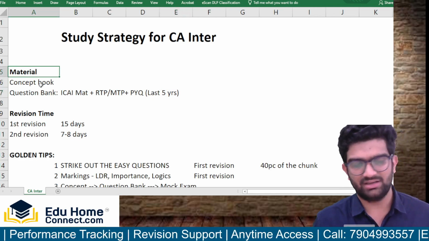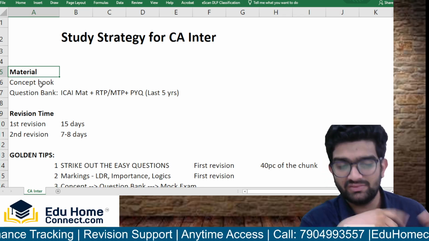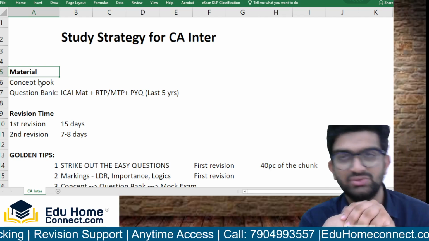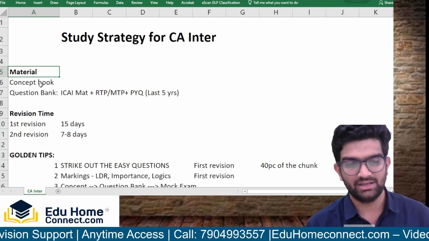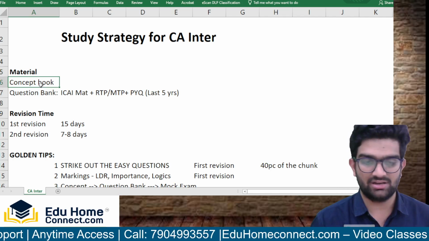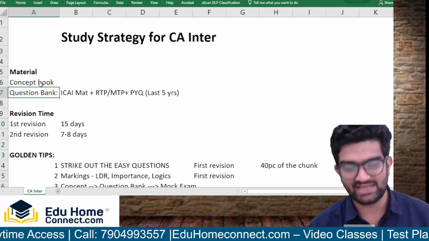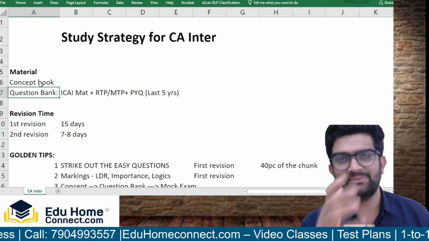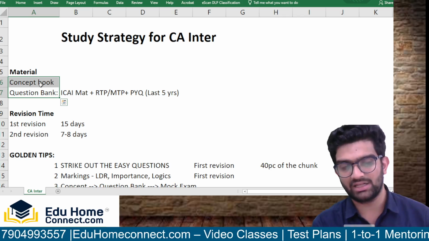So material. For practical subjects, have a concept book and you need to choose the right material. You need to choose a faculty which has at least a concept book and a question bank. Concept book would cover all your concepts, provisions, sections, etc. Question bank would cover all the questions from the ICAI sources. The sources would be ICAI material, your RTPs, MTPs, and your previous year questions. This is the bare minimum for your practical subjects.